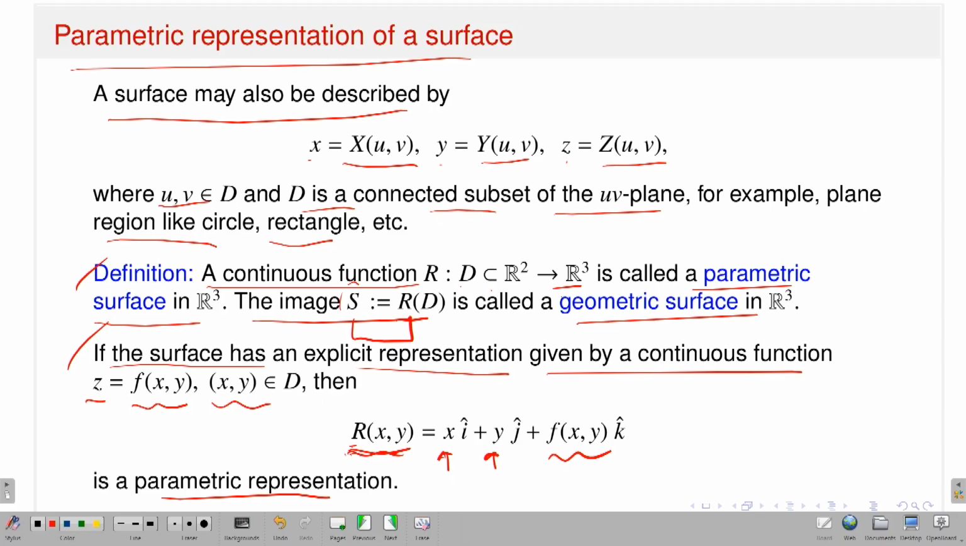First component should be, because explicit representation means what? It is a collection of all those x, y, z, where z can be written as some function of x and y. A nice, continuous function I have written here. So therefore, the first component should be x, the second component should be y, and the third component you can write f of x, y. So if a surface has an explicit representation, then automatically you can write the parametric representation in this way. Okay, so that is it.